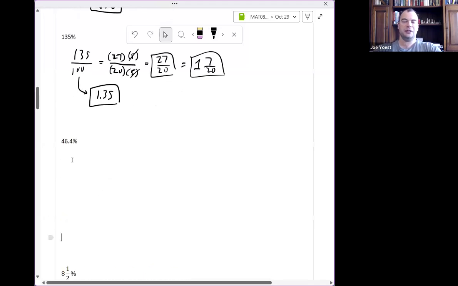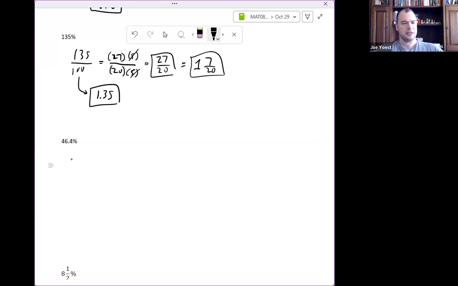What about something like this, where I have a decimal number with a percent after it, 46.4%? Well, again, we go back to our definition. What is this? 46.4 divided by 100. If I wanted to convert this to a decimal, I would take my decimal point, the divided by 100 says move it 2 places to the left. As a decimal, that's 0.464.